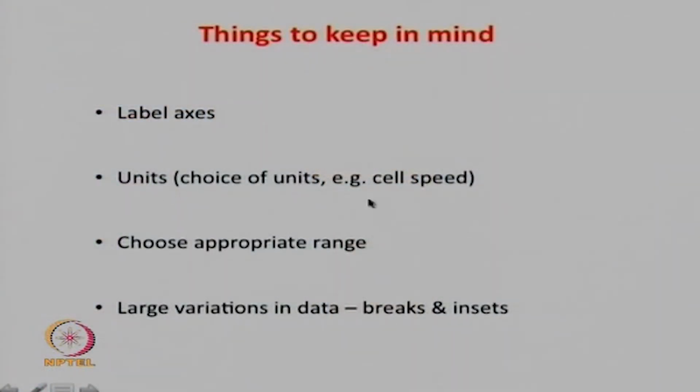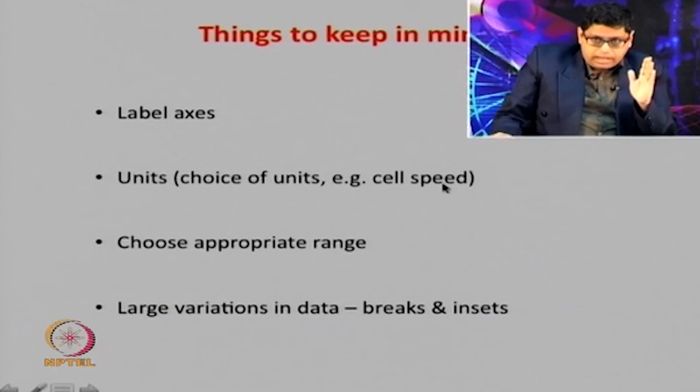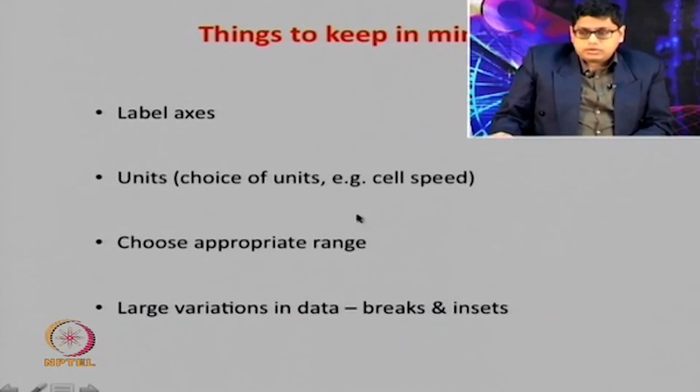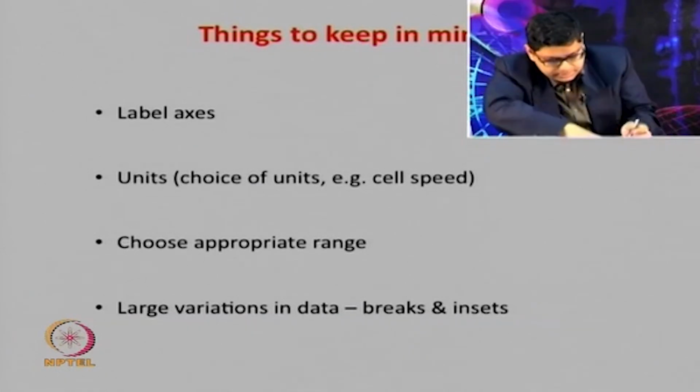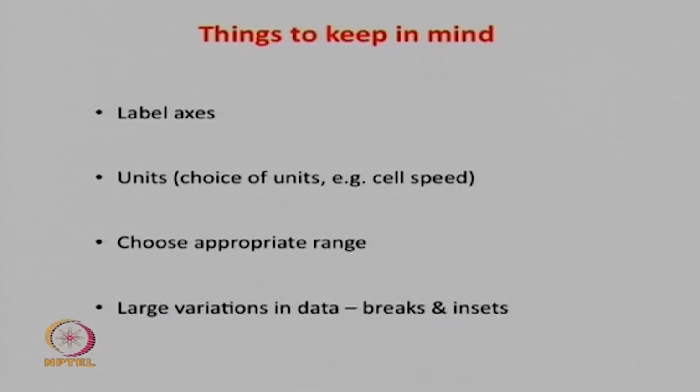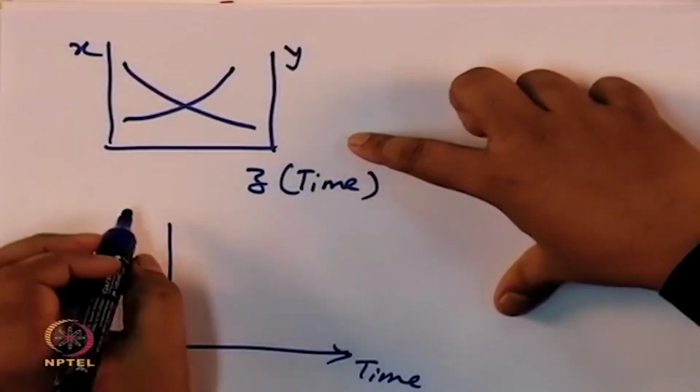Next, when you are making a plot, there are a few things to keep in mind. You must label your axes appropriately, and you must choose appropriate units. For example, if we are talking about cell speed, or any speed, you can report it in micron per minute, micron per hour, meter per minute, meter per hour, and so on, depending on what you are measuring and the minimum amount you can measure accurately. That also brings us to choosing the appropriate range. Let us say you are seeing a population explosion, and consider the maximum value you choose for your y axis. If I go to the example, let us say this is time and this is my population.